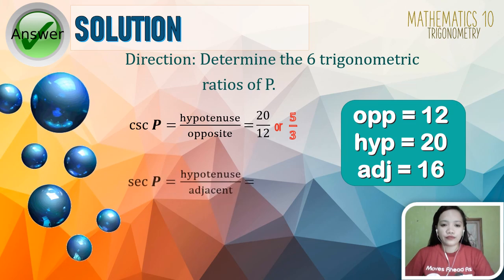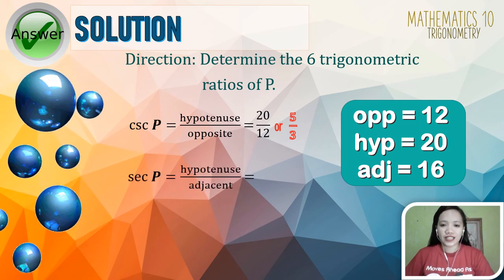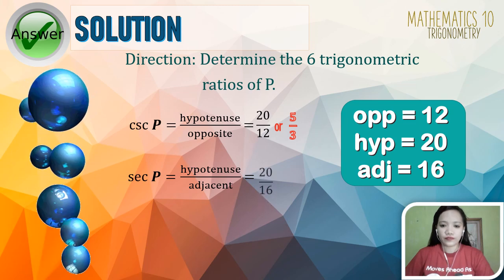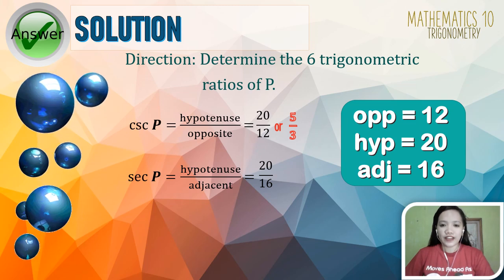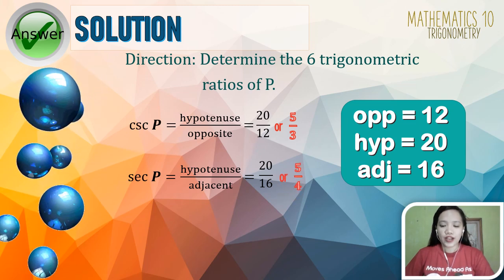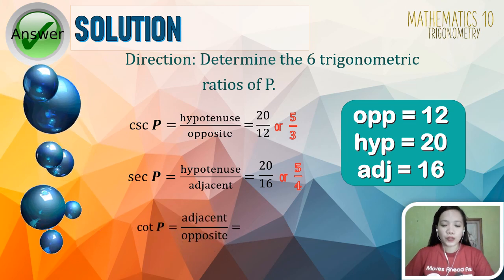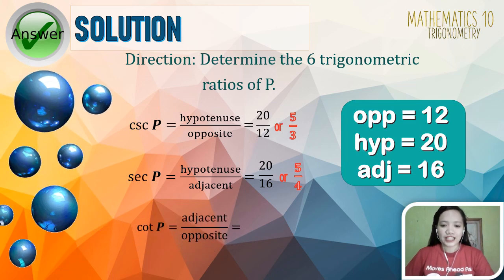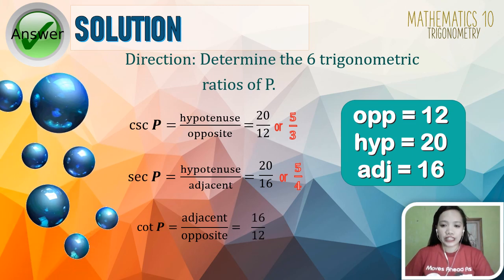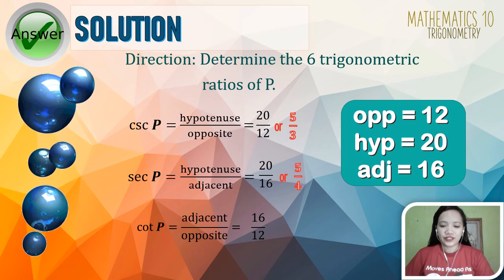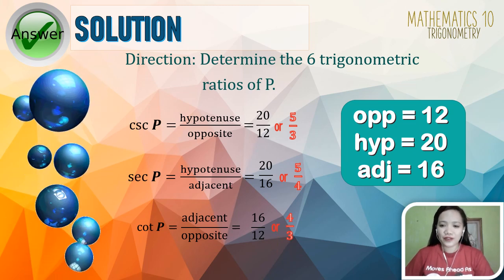Next, we have secant P. Hypotenuse divided by adjacent, we'll have 20 over 16. We can still simplify this. We'll have 5 over 4. And lastly, for cotangent P, adjacent divided by opposite, we'll have 16 over 12. We can still simplify this, so we'll have 4/3.